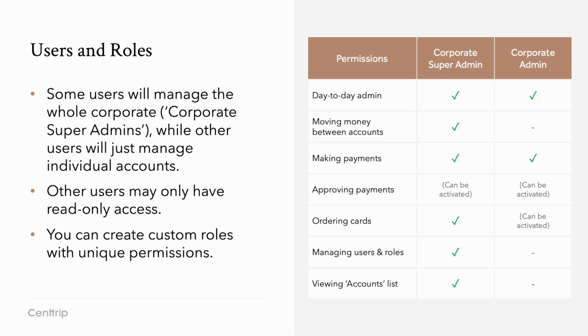So, within Centtrip, there's two main types of user. There's ones called super admins, and there's ones who are just called admins. In fact, the full name is a corporate super admin, or CSA for short.